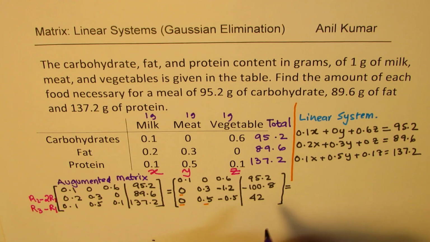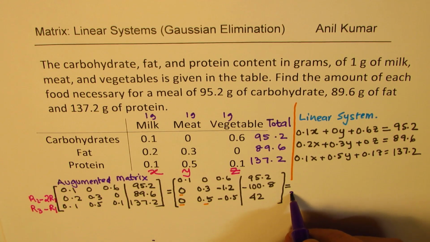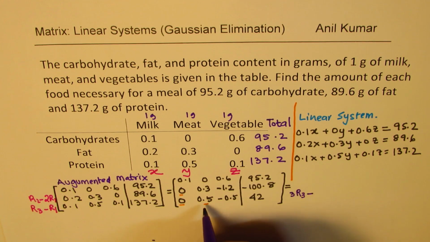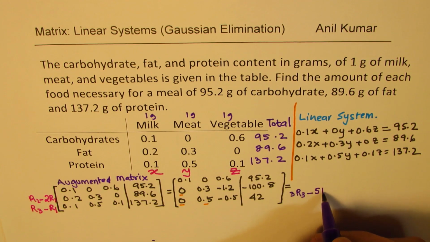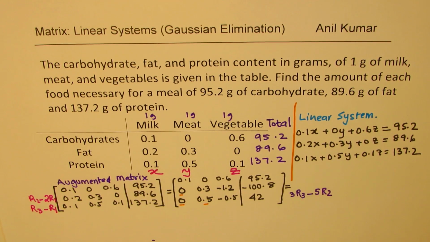I will actually do 3 times this row. So I'll do 3 times R3, right? And from this, I will take away 5 times R2, correct? Then I can get 0, right? So this operation I'm going to apply now in this particular matrix to get my result. Do you see that? So let's do this.